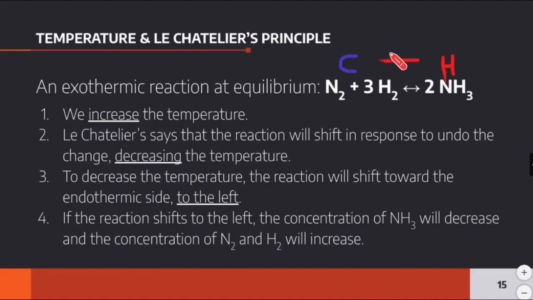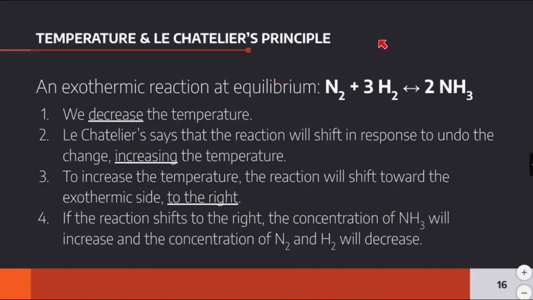So I'll draw my arrow to show that it's going to shift left. If the reaction shifts left, then the concentration of N2 will go up because we're going toward it, the concentration of H2 will go up because we're making more of it, but the concentration of NH3 will go down because we're shifting away from it. So we know that if we heated up this reaction, we would end up with a higher concentration of N2, a higher concentration of H2, and a lower concentration of NH3.